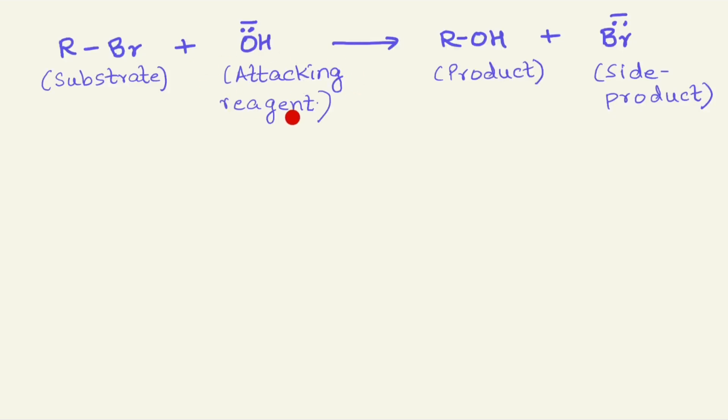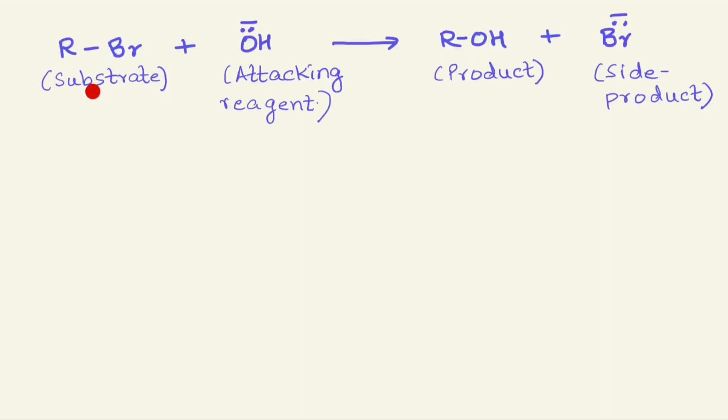an attacking reagent. When an organic reaction takes place, here I have taken the replacement of the halogen atom of the alkyl halide by OH group. If you notice over here, RBr changes to ROH plus Br, bromide is released. Bromide is replaced by the hydroxyl group. So basically the hydroxyl group is the attacking reagent.